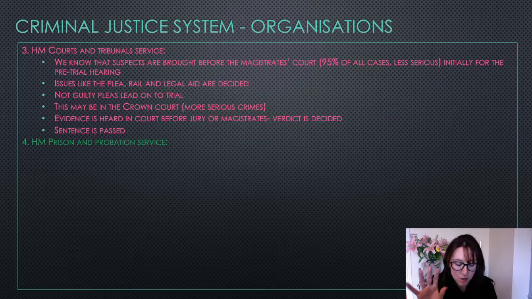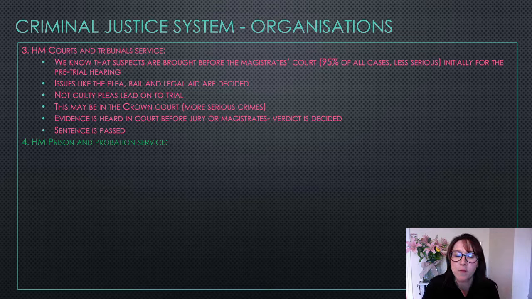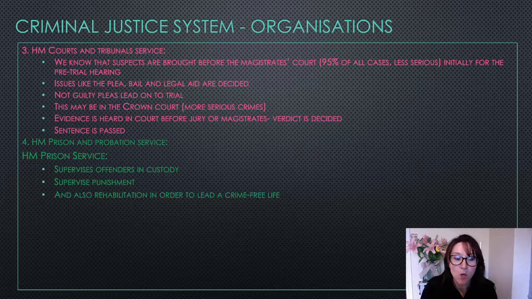The final section of the people that you need to know are the HM Prison and Probation Service. So this would be the final part of your bubble if you're doing it in that way. The HM Prison Service supervises offenders in custody, so as they're in custody, they'll be supervised and have somebody with them. They will supervise the punishment that's given. They will also rehabilitate in order to lead to a crime-free life, so they'll help with rehabilitation.